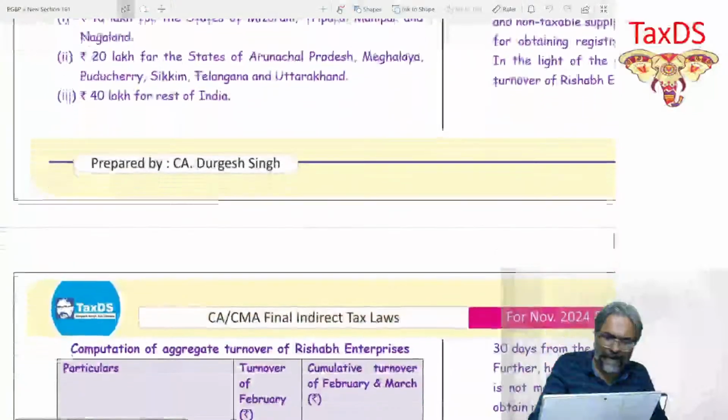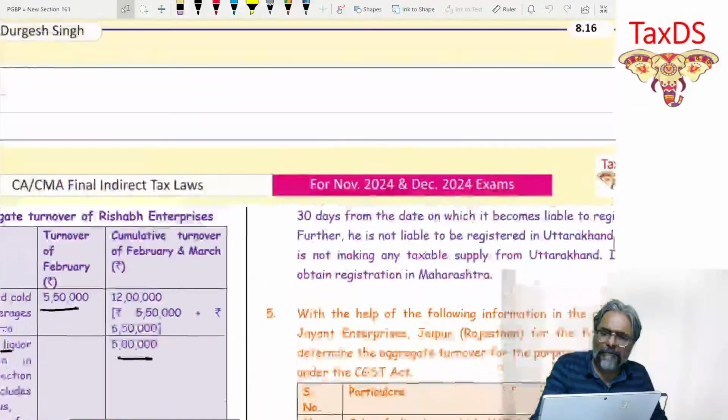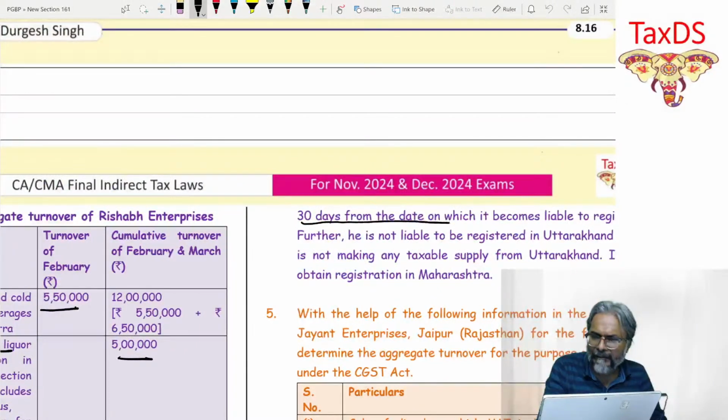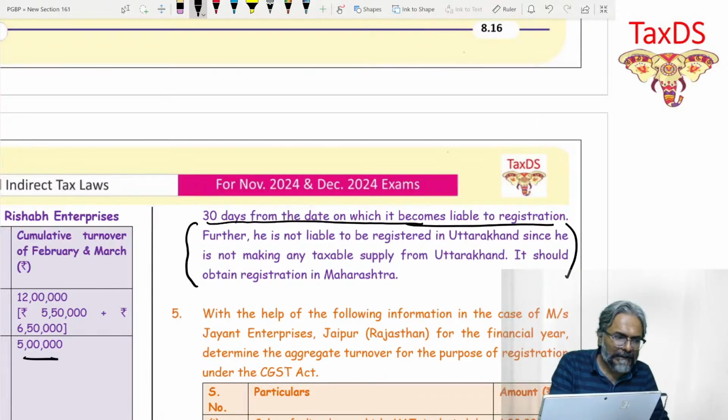Now, students, that is the point, and within 30 days, that is 30 days from the date on which it becomes liable for registration, you have to make an application. Now, what about in Uttarakhand? This is an important sentence, students. Please have a look.